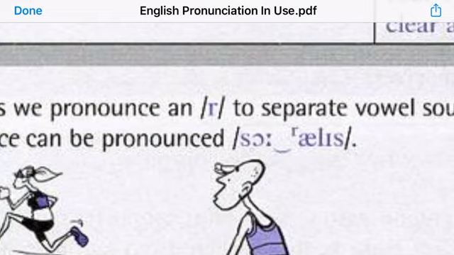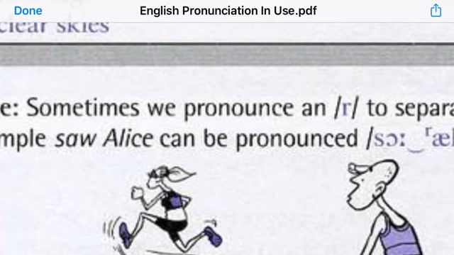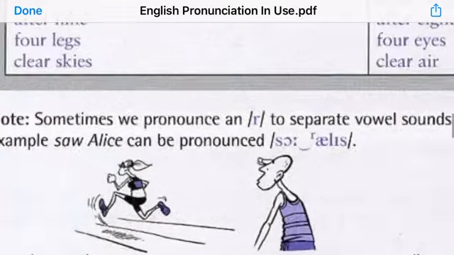We talked about this in the previous lecture from the Green textbook, when we talked about linking, and I gave you an example of insertive R when we say Australia and Africa. Australia, no R. Africa, no R. But when we say them together, "Australia and Africa," we insert an R sound to separate the two vowels, just like we have here. So Alice. This is called insertive R.